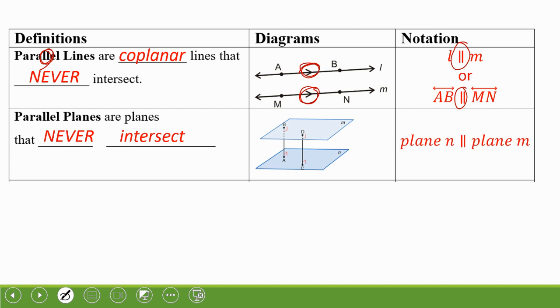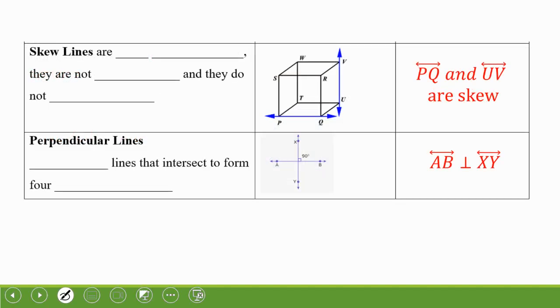So you call them plane M and plane N, right? When we name planes, I need to see the word plane. Here, I used this M and this N to name it. So those blue boxes do not touch. Therefore, they are parallel. Then skew lines.